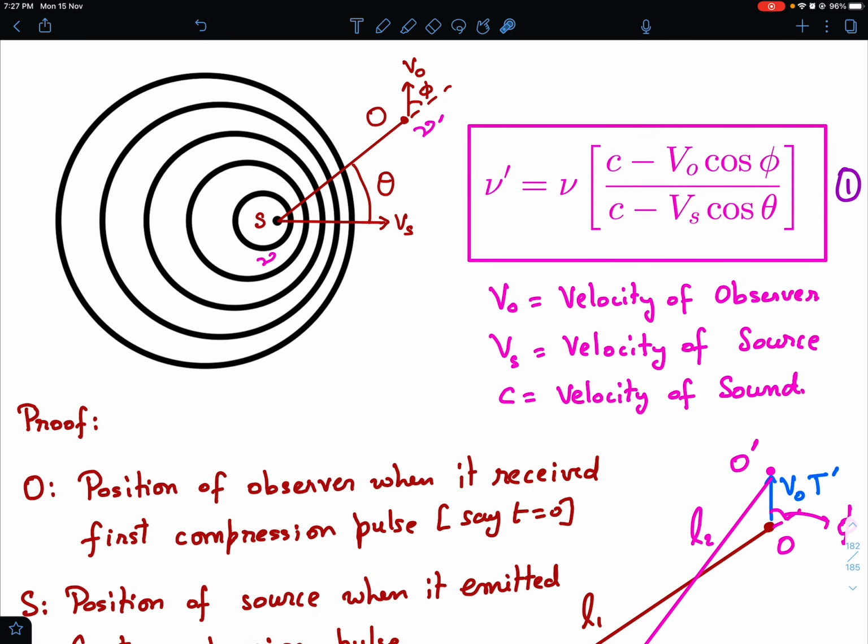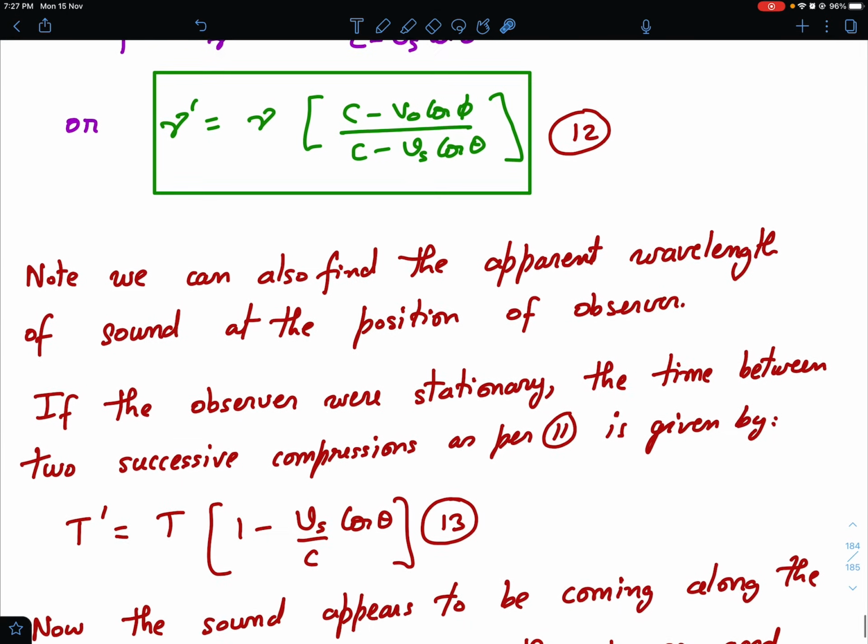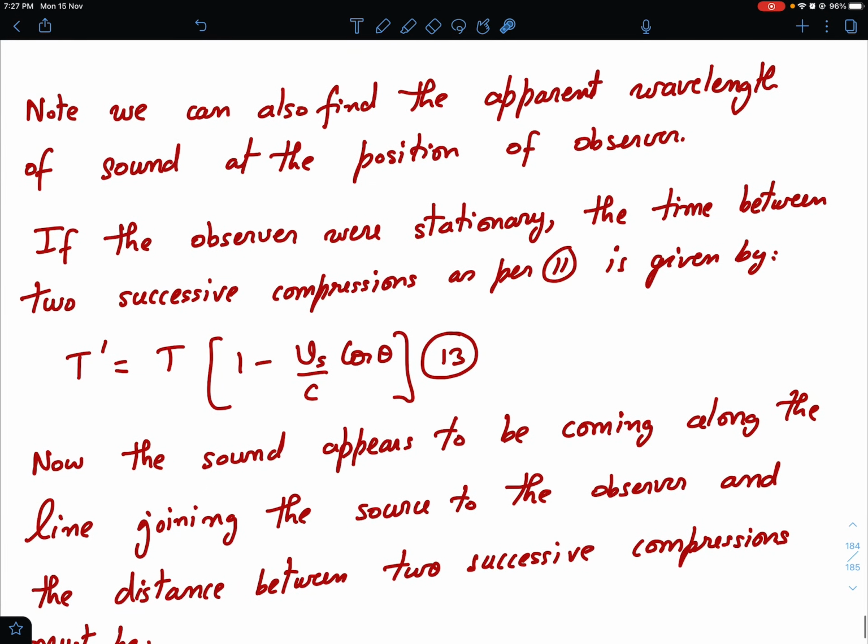So I might as well put the observer velocity to 0 and then use that for finding the separation between the two wavefronts over there, okay? So that's what I've written. Note that we can also find the apparent wavelength of sound at the position of the observer.